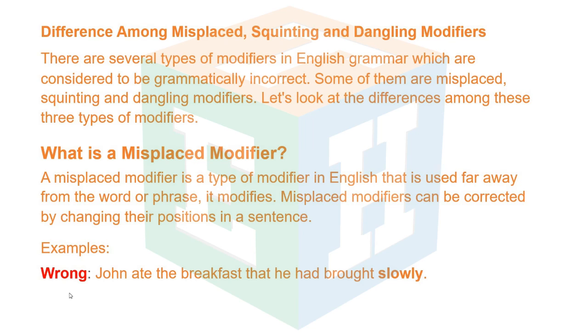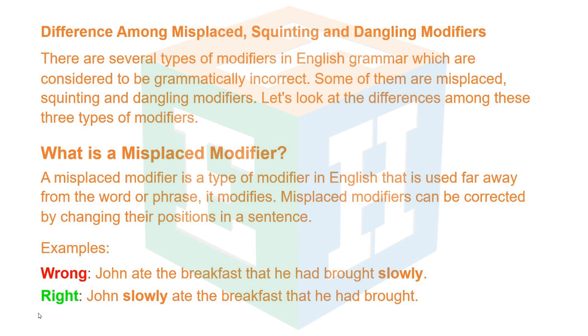Examples. This is wrong. John ate the breakfast that he had brought slowly. And this is right. Correct. John slowly ate the breakfast that he had brought.